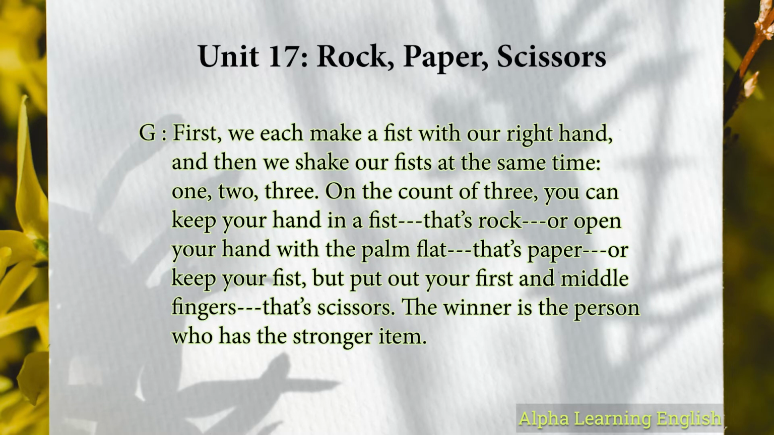First, we each make a fist with our right hand, and then we shake our fists at the same time. 1, 2, 3. On the count of 3, you can keep your hand in a fist. That's rock. Or open your hand with the palm flat. That's paper. Or keep your fist but put out your first and middle fingers. That's scissors. The winner is the person who has the stronger item.